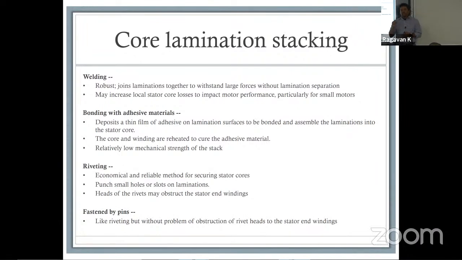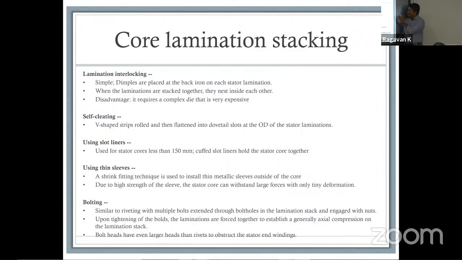You can create rivets that allow it to kind of lock into place, or you can have pins, but you don't have the problem of a bolt that goes with it. You can have lamination interlocking. You basically have locks that sit next to each other. You can have self-cleating, slot liners, thin sleeves, or bolting.